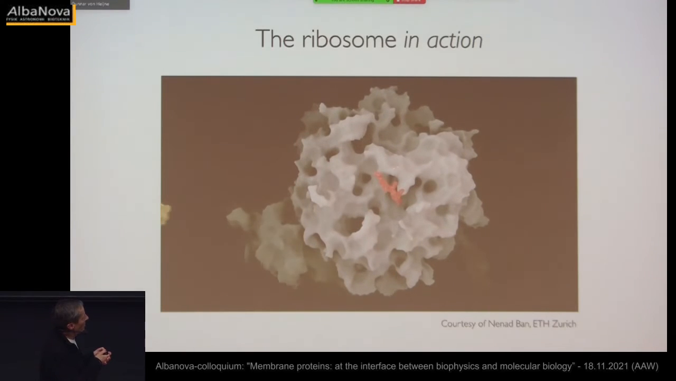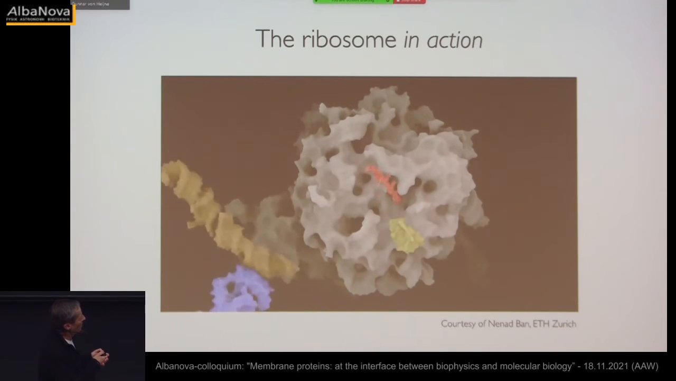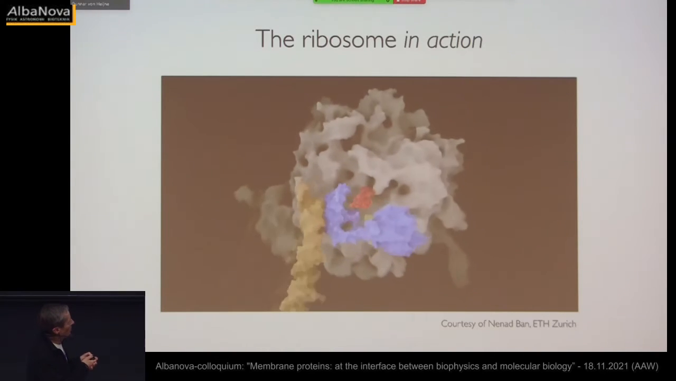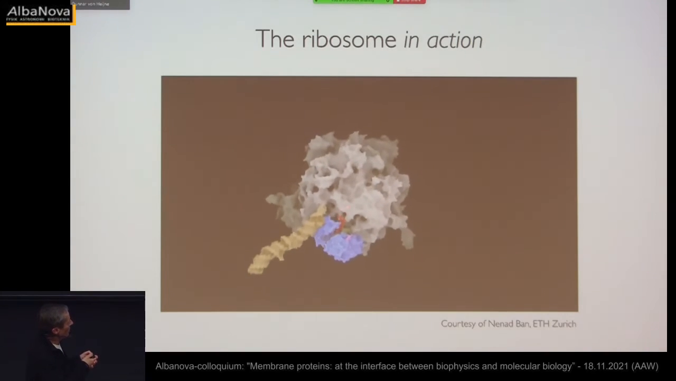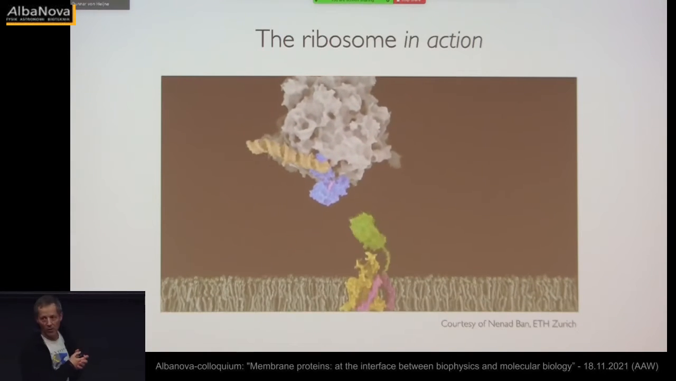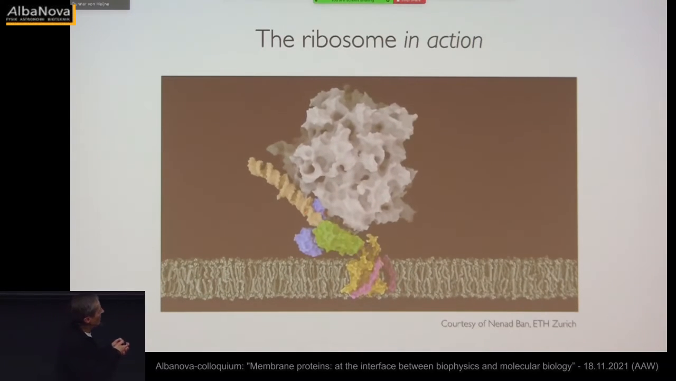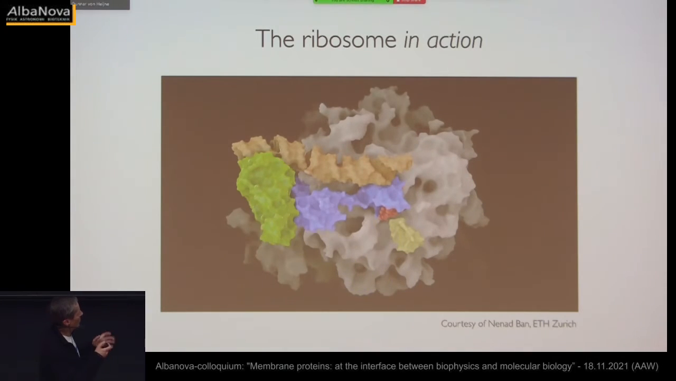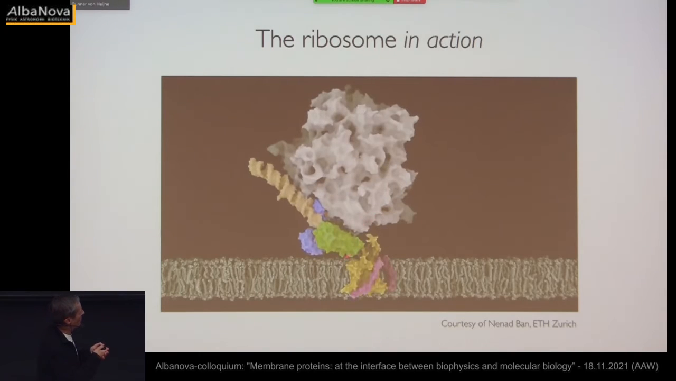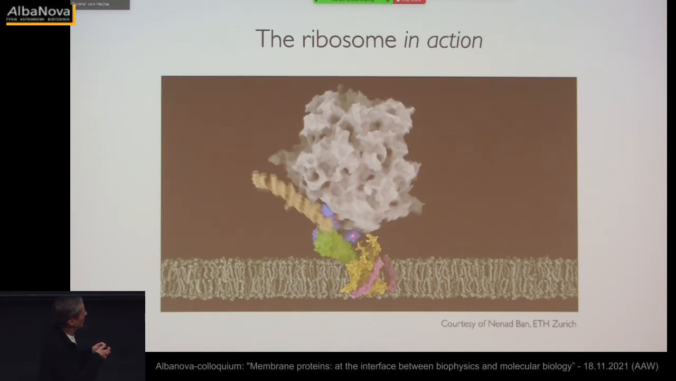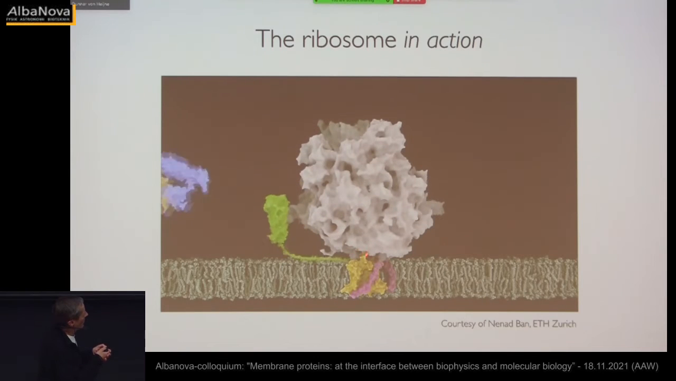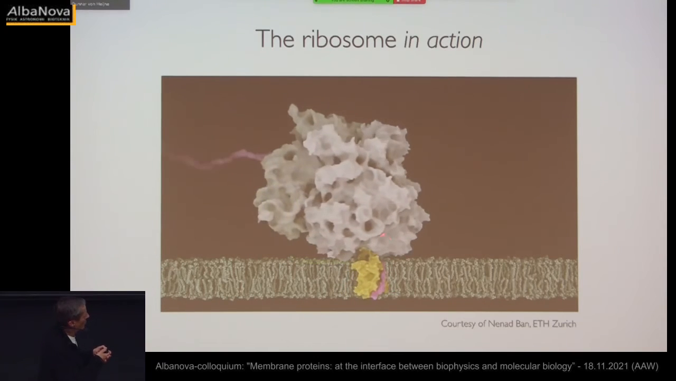So the first bit here is now a hydrophobic segment that would become a transmembrane segment. This is recognized by another factor that specifically binds to hydrophobic segments, so it would only bind to the ribosome if there is a hydrophobic segment coming out. This is a targeting factor, so it can dock to a receptor, the green thing, that is on the membrane. And once it docks, it swings out of the way and exposes the hydrophobic segment that's coming out, allowing the ribosome to dock to the translocon.